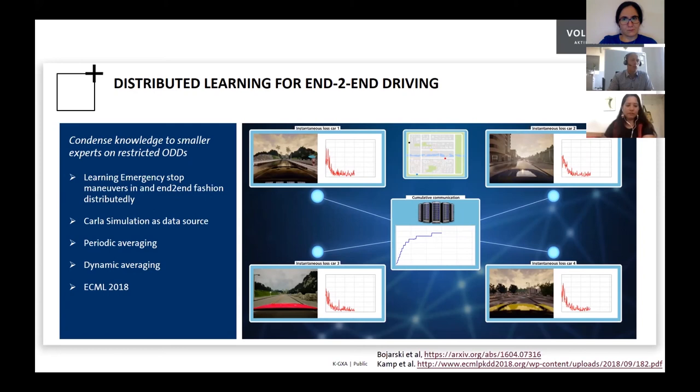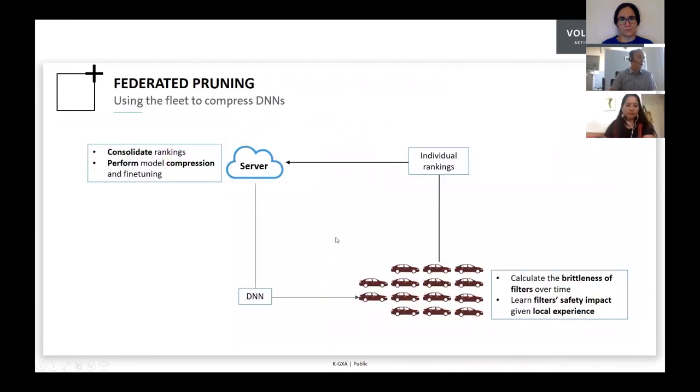And comparing this to local learners, this is always a bit of a tough challenge because it's an unfair comparison, right? Having all the data at hand is of course better than having only limited data per learner. But it is competitive, to say the least. And there's a couple of publications on this. You can just check out afterwards if this is of interest for you.